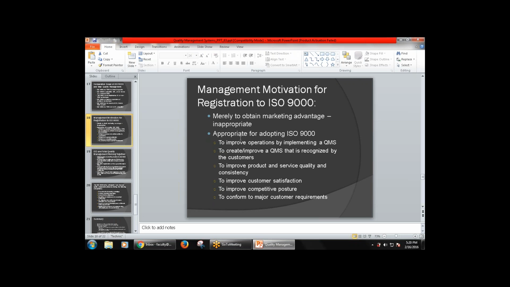Now, the reasons appropriate for adopting ISO 9000: to improve operations by implementing a QMS, then to create or improve a QMS that is recognized by the customer. Then to improve the product and service quality and consistency.